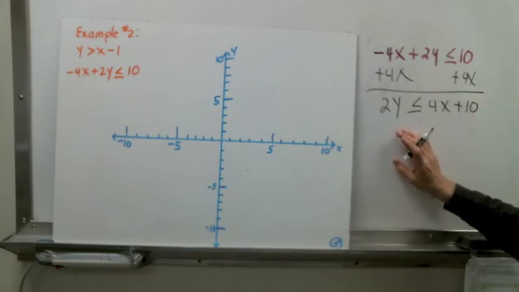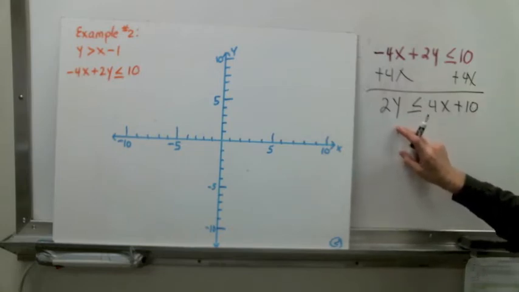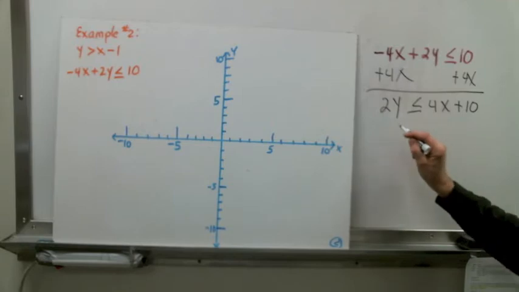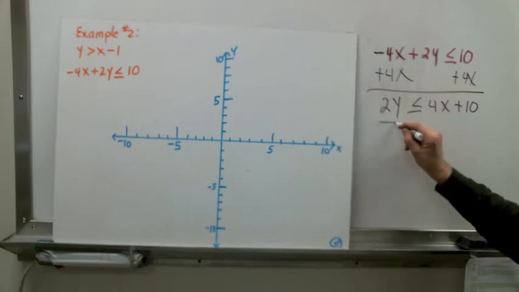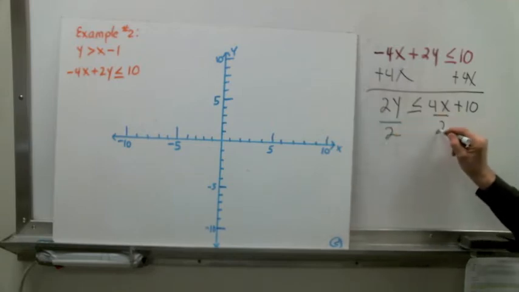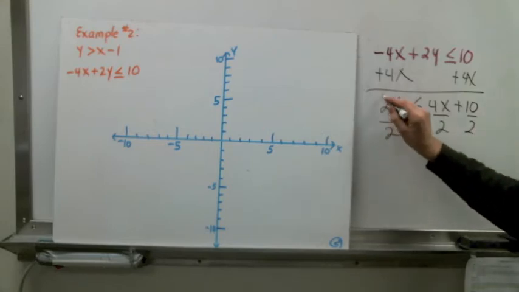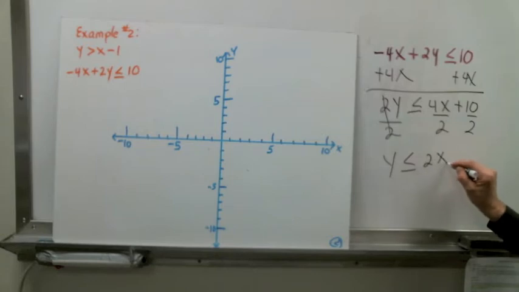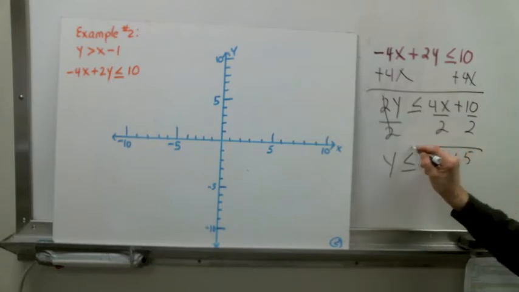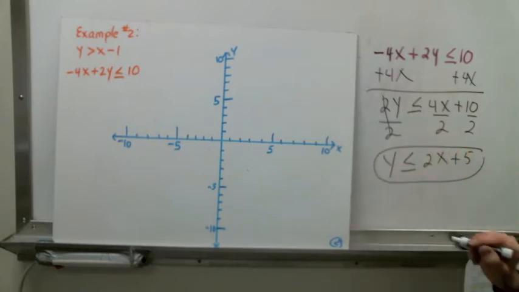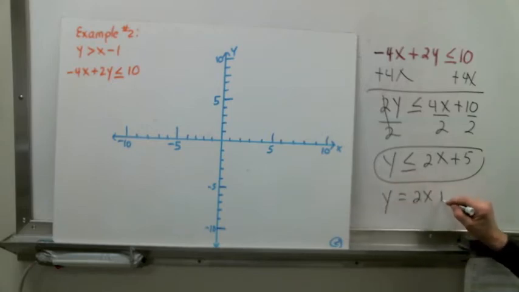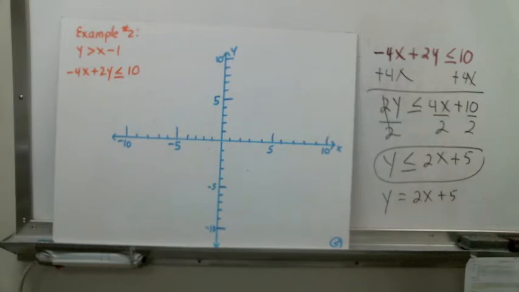Now, is that in proper form? Is this in slope-intercept y equals mx plus b? It is almost there. We don't want 2y. We only want 1y. So to get 1y, we must divide everything by a 2. So these cancel out. We have y is less than or equal to 2x plus 5. So we have our second inequality, which we will graph using the equation form, but shade based on the inequality.